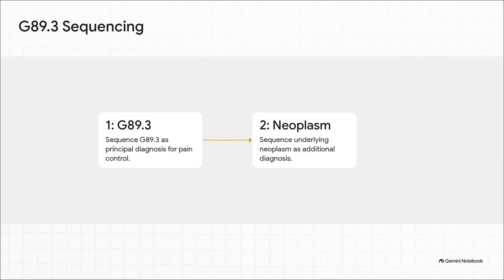When you're treating that neoplasm-related pain, specifically for pain control, just follow these 2 steps. And here's a pro tip. You do not need an additional site-specific pain code here.